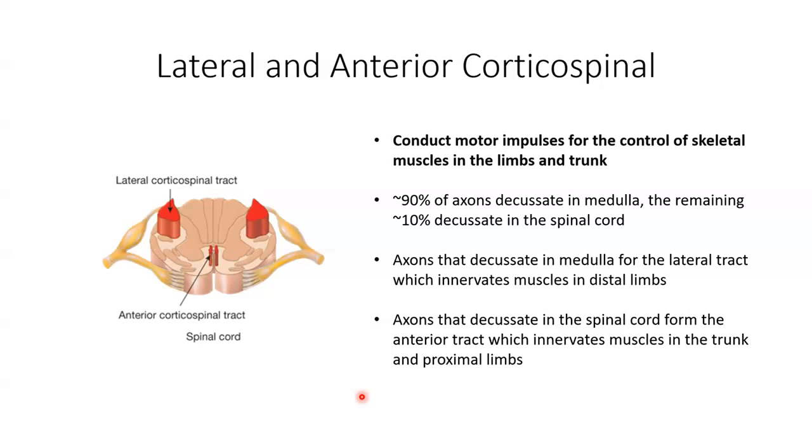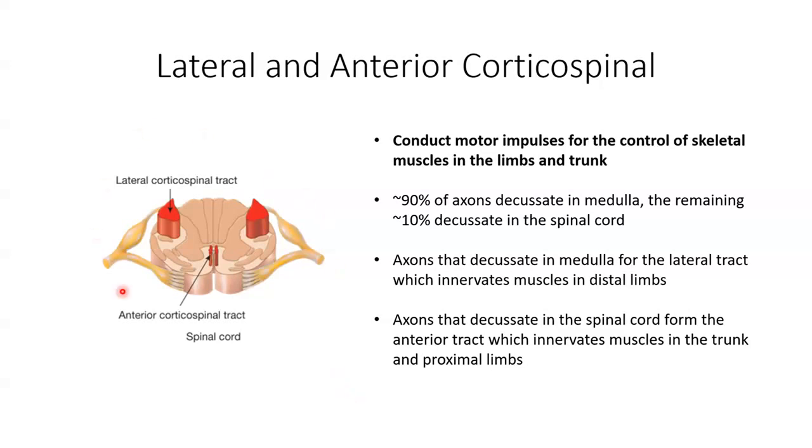About 90% of the axons in the corticospinal tract will decussate, or cross over, in the medulla, and then descend into the spinal cord, where they synapse with the lower motor neuron. The 10% that don't decussate in the medulla will descend through the medulla and then cross over lower down in the spinal cord.